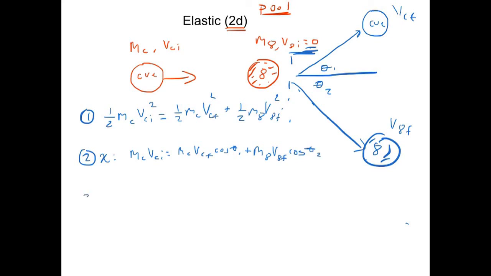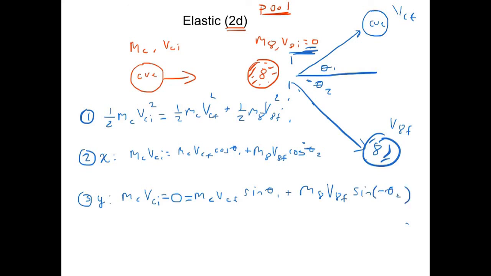And the third equation I'll get is momentum in the y direction. So mass of cue ball times the initial velocity of the cue ball in the y direction. Well, that's just 0, because initially in the y direction it's 0. And so this should equal, and remember, think of that as like negative theta 2, but in cosine it won't matter. So then we get mc, the mass of the cue ball times the final velocity of the cue ball, sine of theta 1, plus mass of the 8-ball times final velocity of the 8-ball times sine of negative theta 2. Negative because it's opening up downwards. And so this result will be a negative value.